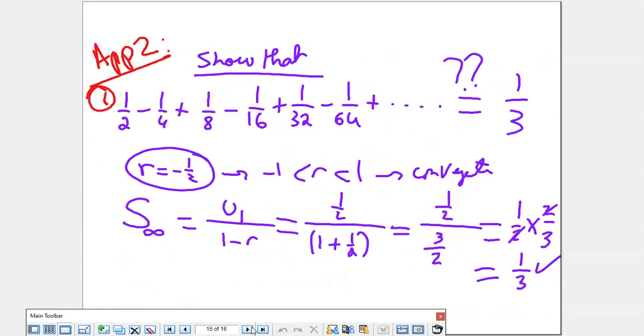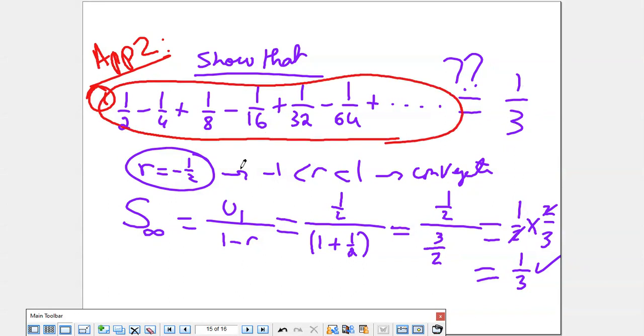I just want to move to a small application to see the convergent. I want to prove that 1 over 2 minus 1 over 4, all this, the sum is 1 over 3. If you look at this part here, this one represents a geometric sequence, because to pass from here to here, I'm doing times minus half. So the ratio is minus half, and the ratio is between minus 1 and 1. What does it mean? It means it is a convergent sequence. And it's infinite. Did you see that?